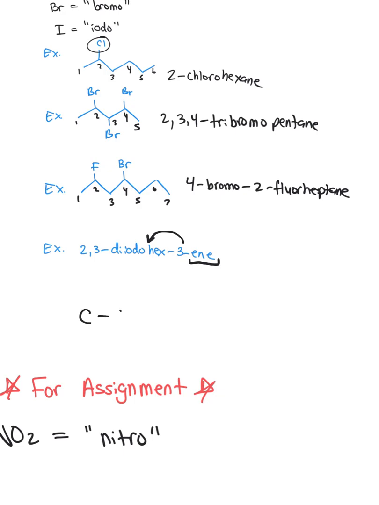So I'm going to draw hex, meaning 6 carbons, 1, 2, 3, 4, 5, 6. On the 3rd carbon, I have a triple or a double bond, ENE. I also have an iodo group, an iodine, on the 2nd carbon and on the 3rd. That's everything that the name tells me, so I can fill in the rest of the bonds. Each of these carbons needs 4 bonds.